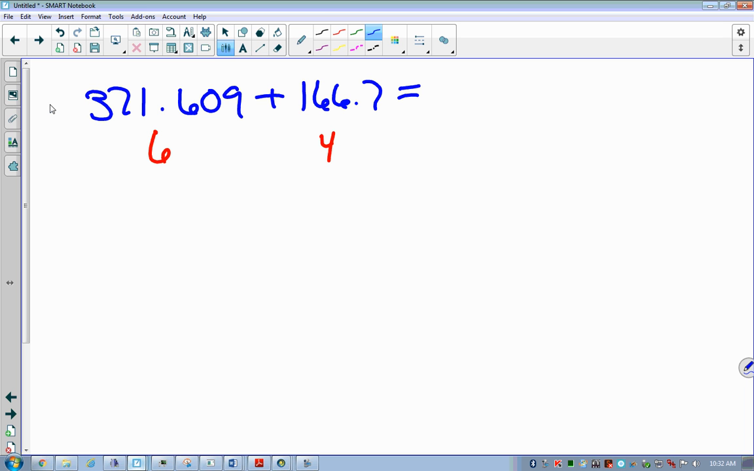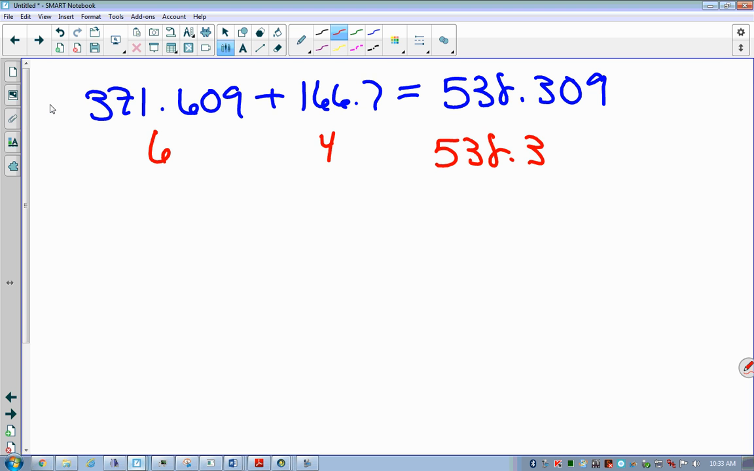Now let's go ahead and add this. 371.609 plus 166.7. Can anybody just give me the sum? 538.309. I wanted just the original number. So what is going to be our number with significant digits being 4? 538.3. That's where we stop.